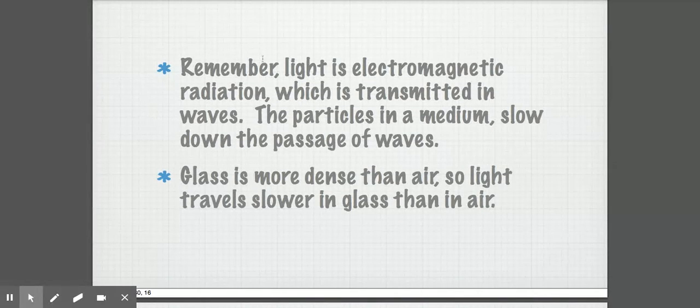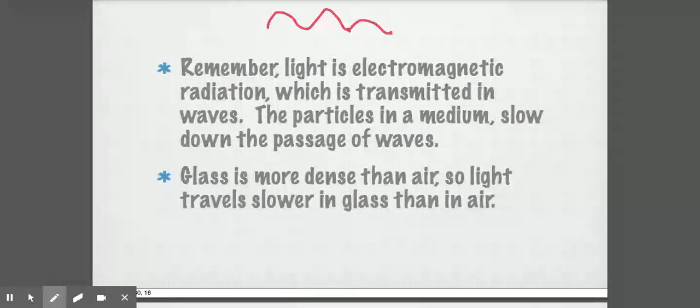Just a reminder that light is on the electromagnetic spectrum. That means it's transmitted in waves. So the particles in a medium slow down the passage of those waves. So again, we have those waves being transmitted. And as we go from one medium to the next, you're going to see these waves slow down their passage and travel at a slower speed.